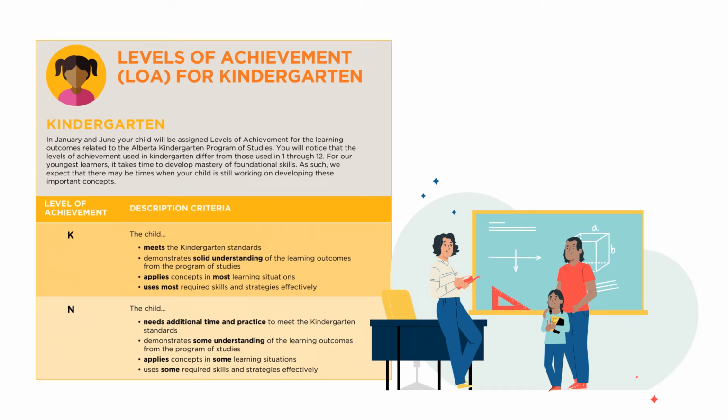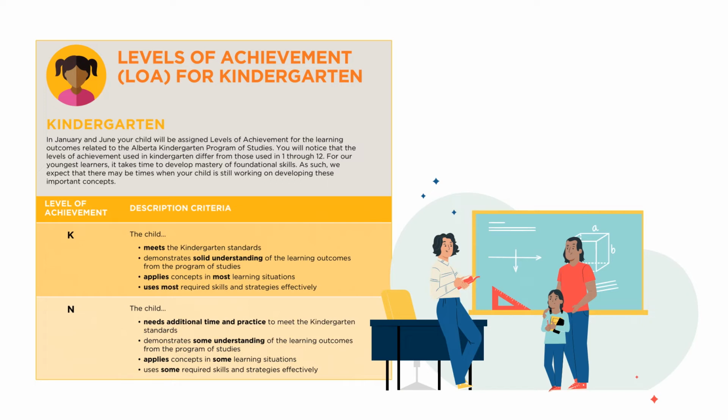The levels of achievement for kindergarten are: meets the kindergarten standard, denoted by a letter K, and needs additional time and practice, denoted by the letter N. When a child receives a K on the summary report, it means that your child has met the kindergarten standards. They have a solid understanding of the Alberta curriculum, they are able to apply concepts, and can use most of the required skills and strategies of kindergarten.